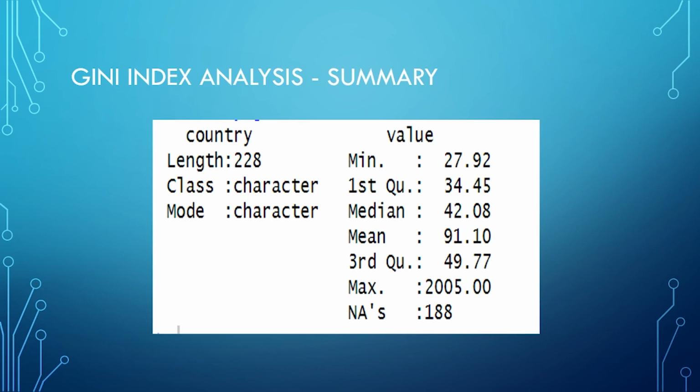Then let us come to summary analysis. We could see that the minimum Gini index is 27.92, and the one which is maximum is 2005. So we could see mean and median, and the number of not availables in the data set are 188. These are the analysis. So we have just seen this Gini index analysis and crime rate analysis in India.